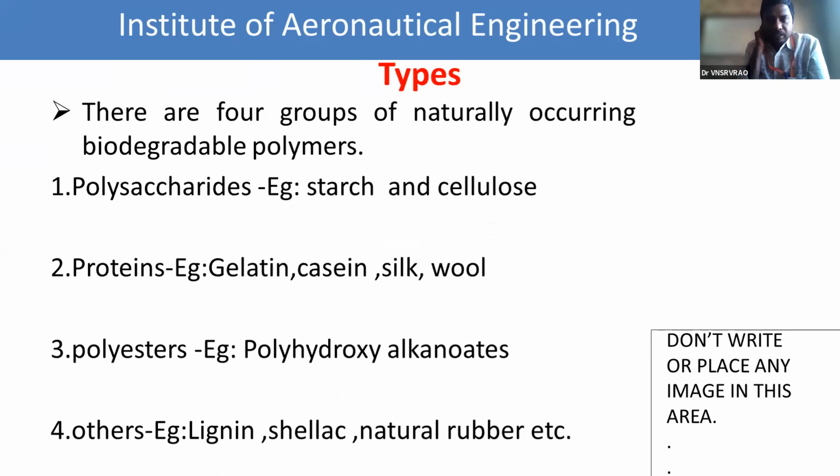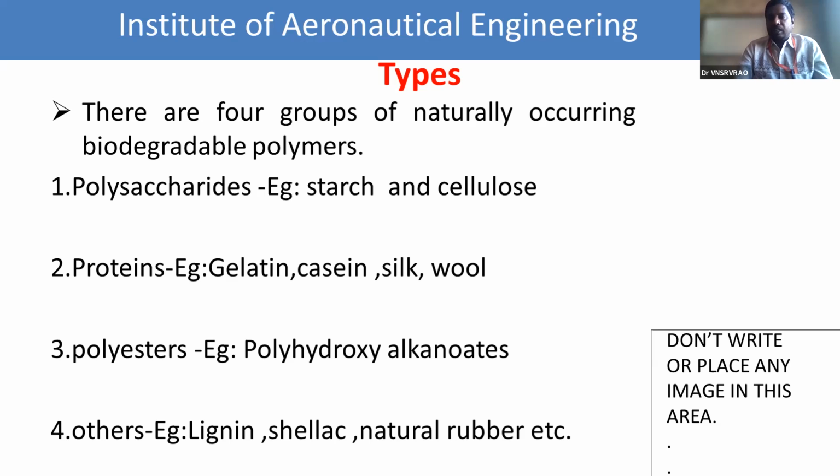And further, these naturally occurring biodegradable polymers are classified into four types. That is polysaccharides, and examples of the polysaccharides are starch and cellulose. After that we see proteins. The examples for the proteins are gelatin, casein, silk, and wool. And next one, polyesters, example polyhydroxyalkanoates, and others are the examples lignin, shellac, and natural rubber.